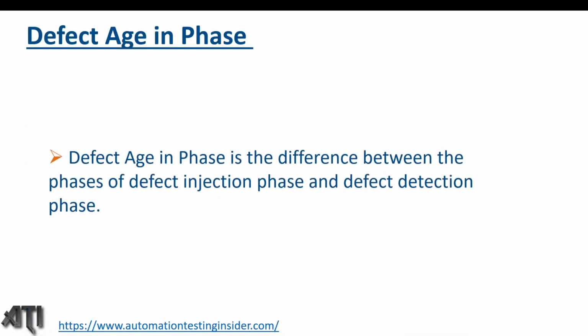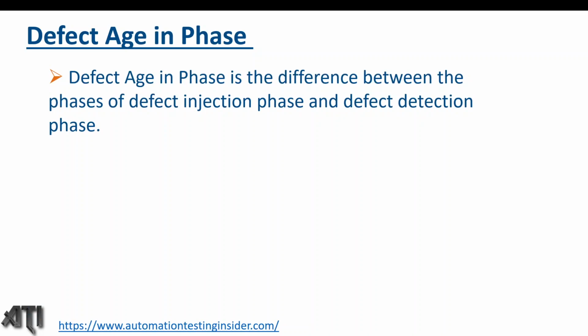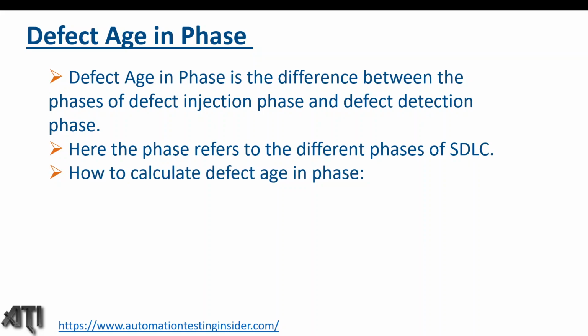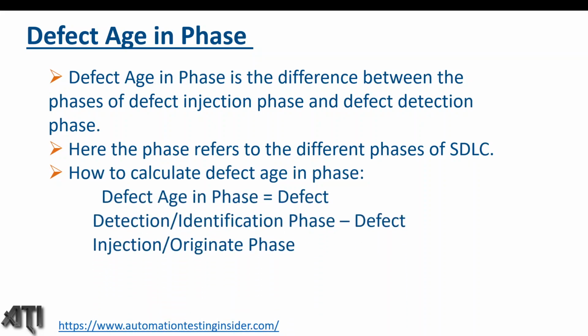Defect age in phase. So how can we calculate defect age in phase? Defect age in phase is the difference between the phases of the defect injection phase and the defect detection phase. Here the phase refers to the different phases of SDLC. How to calculate defect age in phase? This is the formula: defect age in phase equals defect detection (identification) phase minus defect injection (origination) phase, right? Let me give you an example.